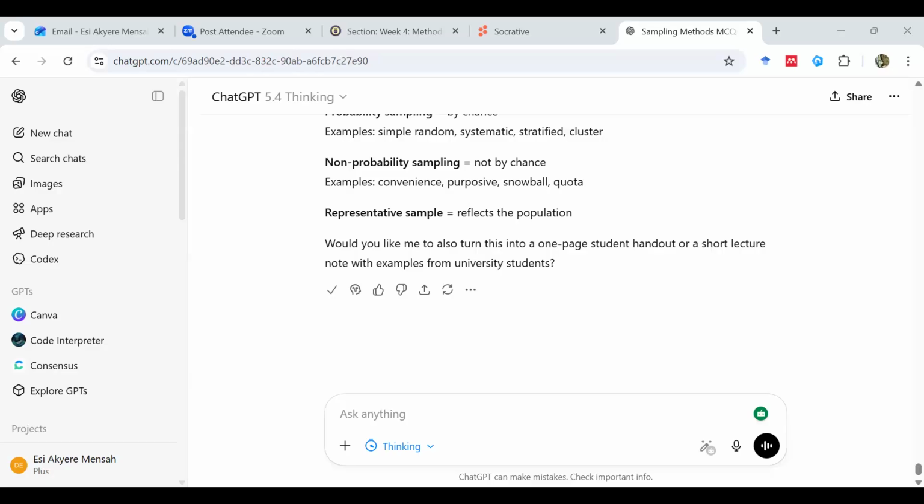Okay. So the main idea is randomness or chance, not personal choice. It is more scientific and it is useful because it reduces bias and improves generalizability, meaning that by the time you get to chapter 5, whatever you would have found, if you use a quantitative probability sampling technique, your findings will be generalizable to the entire population.